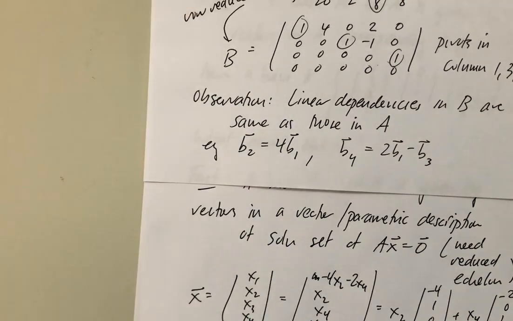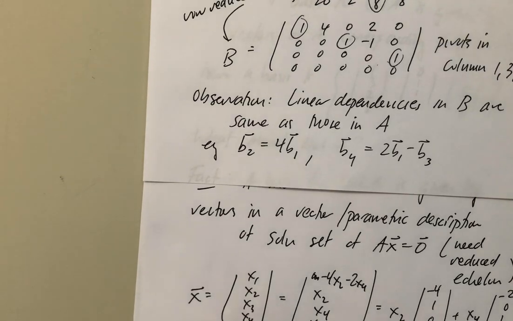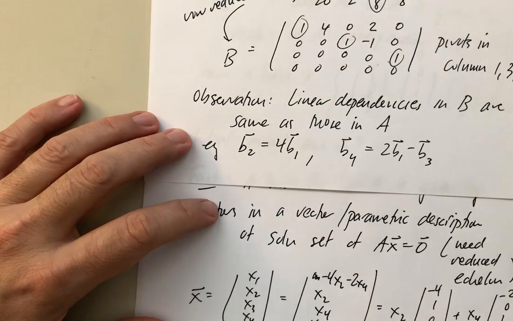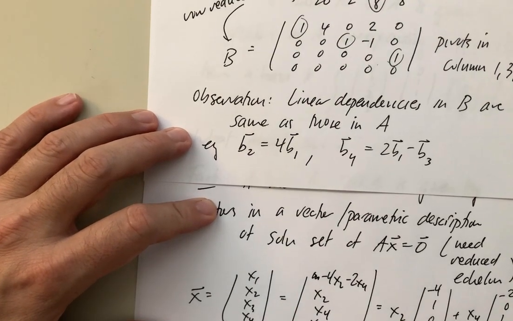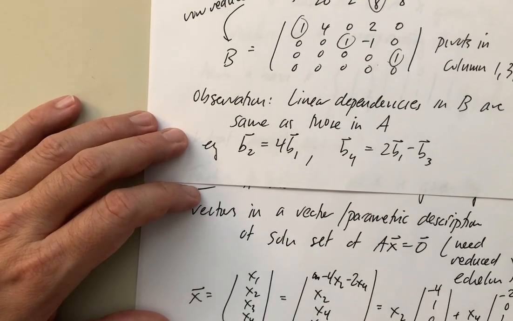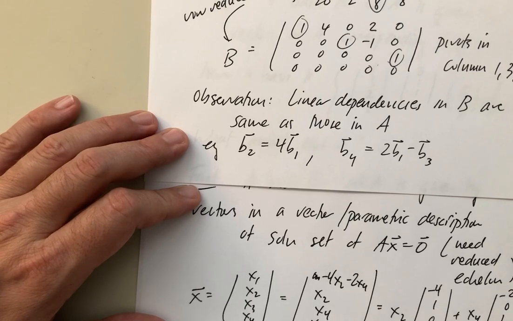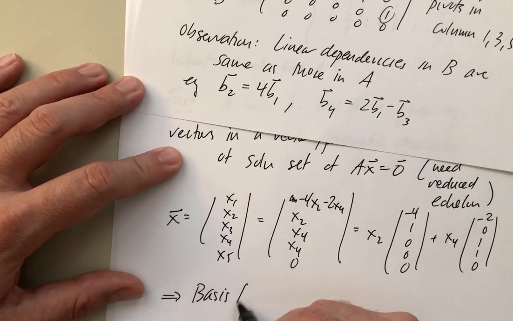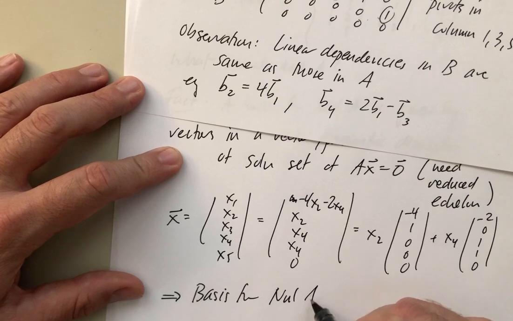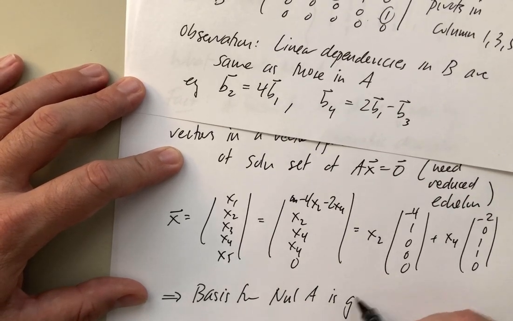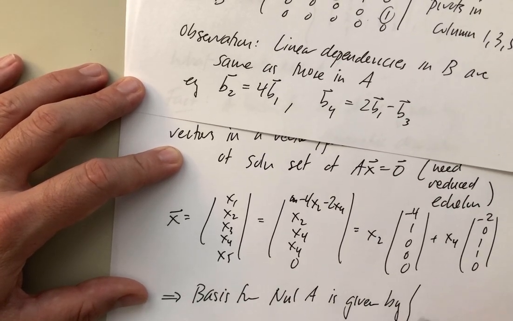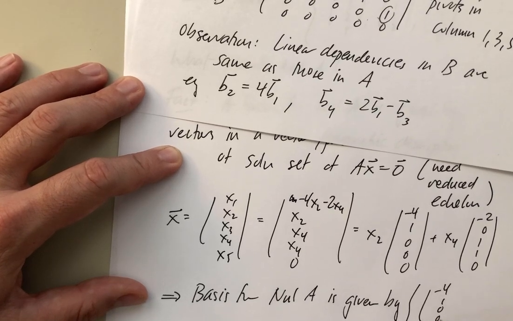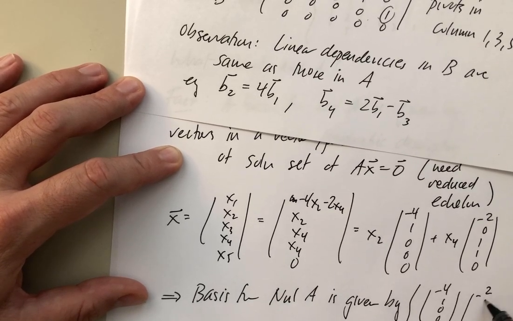And so, this is why I drilled this into you guys: when I have a parametric description of the solution set, it says a lot of nice things. In particular, since the null space is given by all possible linear combinations of these two vectors, it turns out these vectors will always be linearly independent. And so a basis for the null space is given by those two vectors: minus 4, 1, 0, 0, 0, and minus 2, 0, 1, 1, 0.